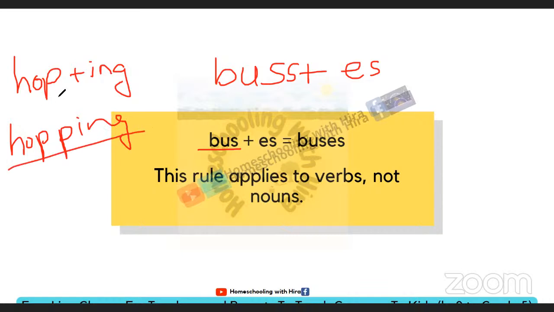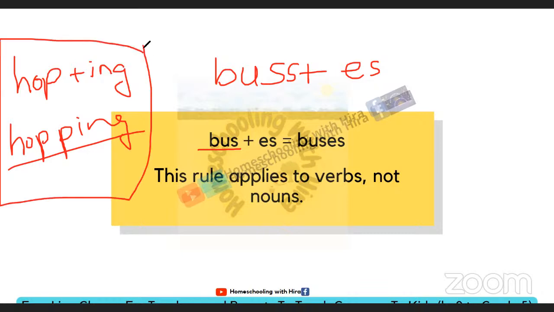1, 2, double I do. 1, 2, 3, no double for me. But doubling of final consonant will apply only to verbs. Okay? It doesn't apply to nouns. Write down this point, please.